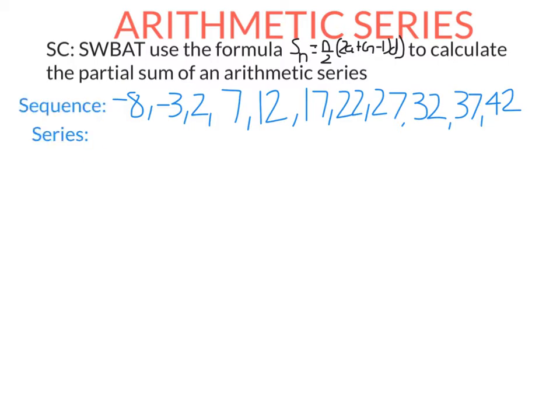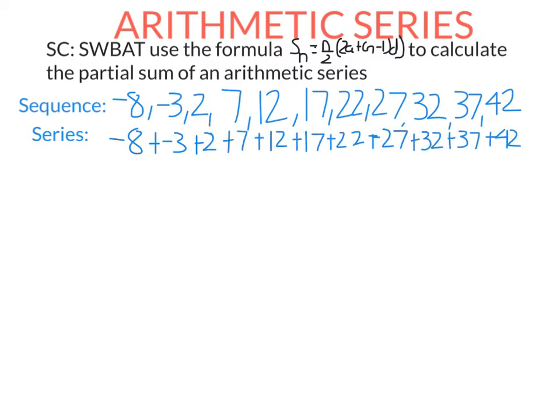An arithmetic series, on the other hand, is actually just the sum of an arithmetic sequence. If I were to add up all these terms, this is what we call an arithmetic series. Arithmetic sequences usually go on forever, and that's why they have these dots at the end. But when we're talking about an arithmetic series, we don't want to add up all the terms, we only want to add up some of the terms. That's why we call it a partial sum.